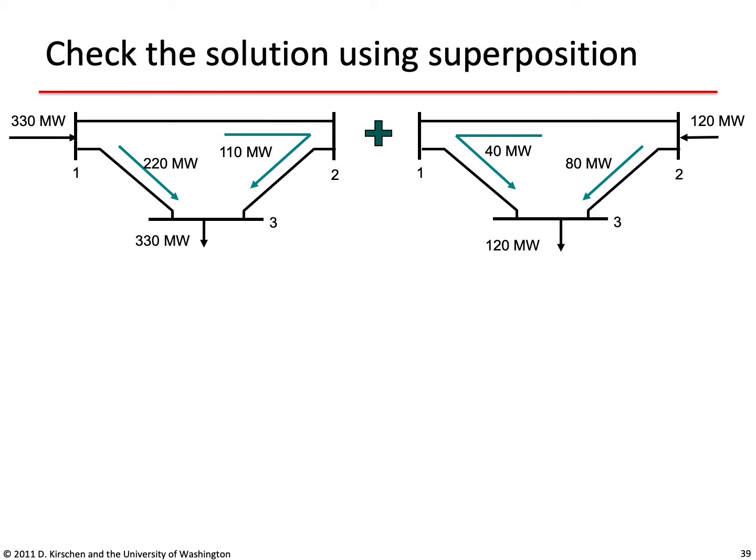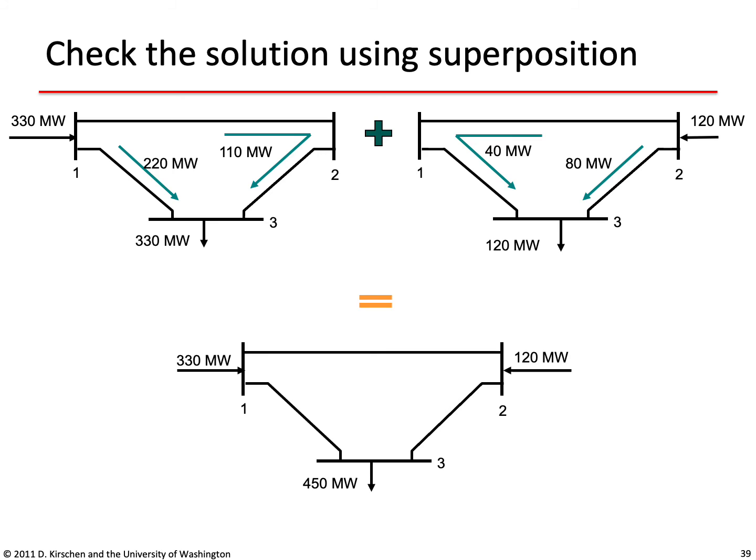Let's check the resulting flows using superposition again. If we inject 330 megawatts at bus 1 and extract 330 megawatts at bus 3, 220 megawatts will flow from 1 to 3, and 110 megawatts will flow from 1 to 3 via bus 2. If we inject 120 megawatts at bus 2 and extract these 120 megawatts at bus 3, 80 megawatts will flow directly from 2 to 3, while 40 megawatts will take the long way around, which has twice the reactance, and go from 2 to 1 to 3.